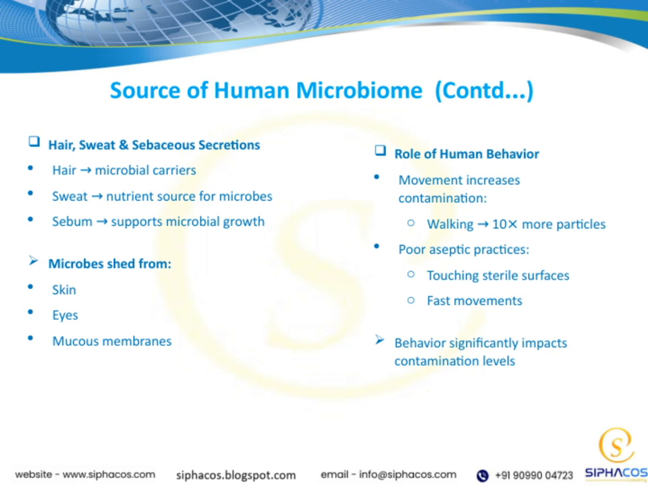Now, let's look at some specific sources of microbes from the human body. Hair can carry microbes, acting as a sort of microbial reservoir. Sweat provides nutrients that microbes love to feed on, which can encourage their growth. Sebaceous secretions, or sebum, contain oils that support microbial proliferation as well. Microbes are shed from various parts of the body, mainly the skin, eyes, and mucous membranes. These are key sources for the human microbiome, which is the collection of all the microbes living on and inside us. Understanding these sources is crucial because it highlights how human presence and behavior can influence microbial contamination in our environment.